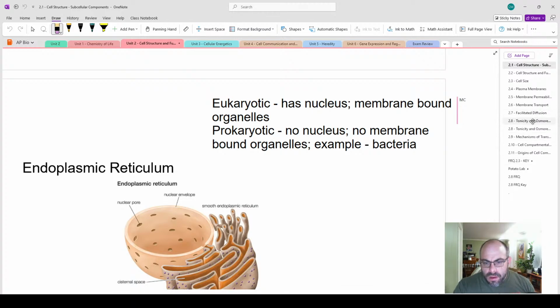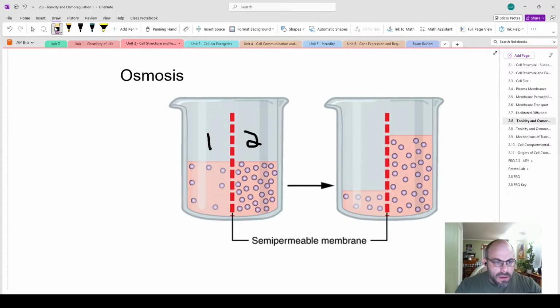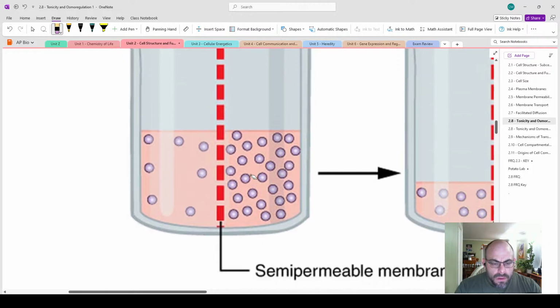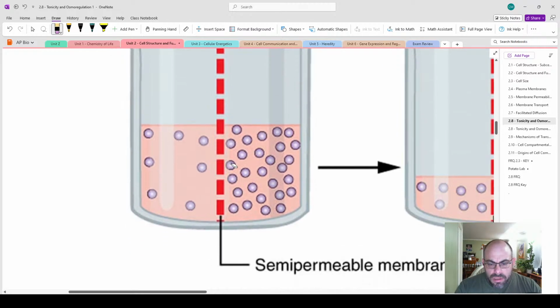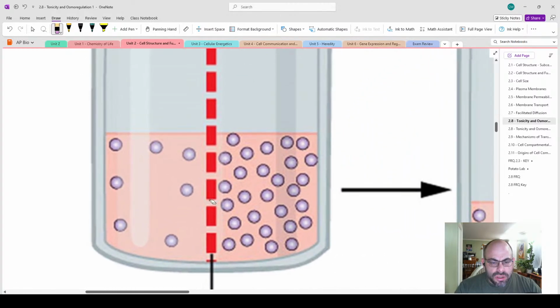All right, so let's talk about tonicity again. Osmosis, diffusion of water. So the big idea with this: you get a solution like this, and you have to decide which side has more solute in it. The one on the right has more solute, right? And so it's hypertonic.